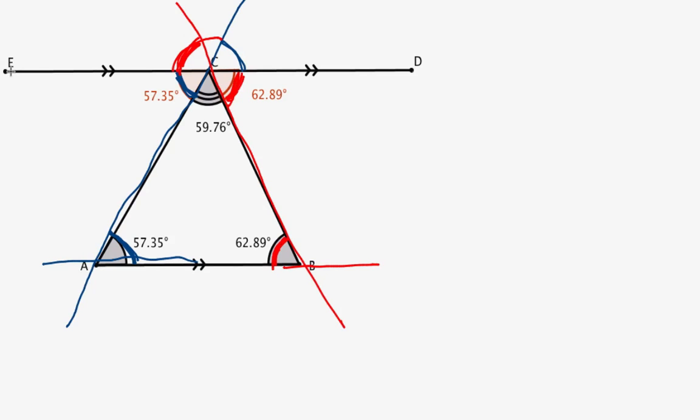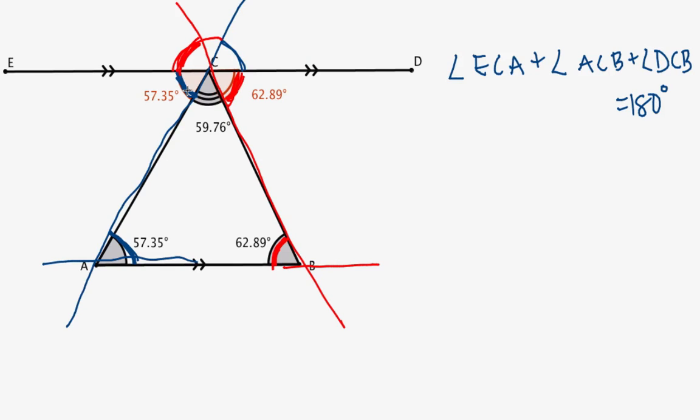From middle school, yeah. So we have angle ECA plus angle ACB plus angle DCB. Okay, we know that this equals what? We know that this equals 180 degrees, right? Because it's just a straight line. This angle plus this angle plus this angle is just a straight line.